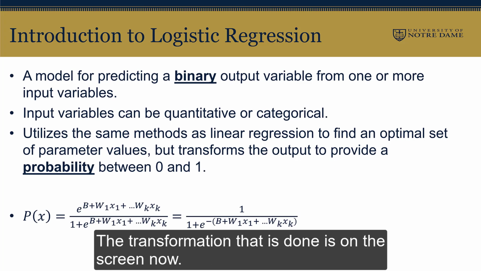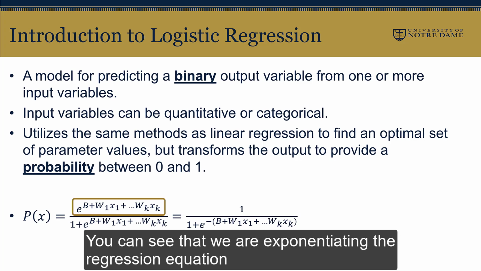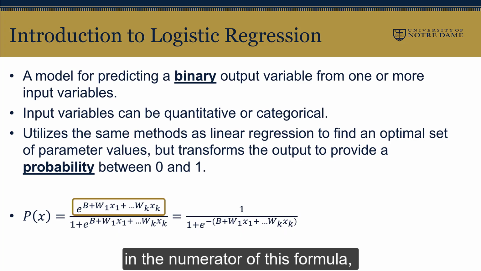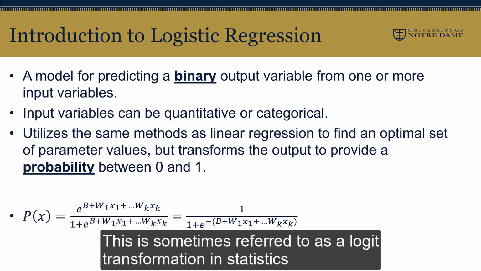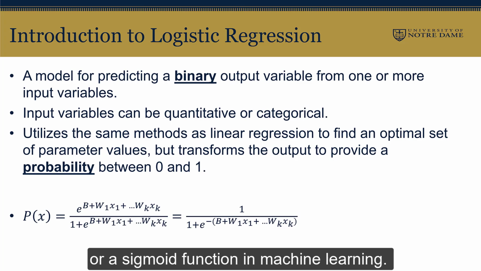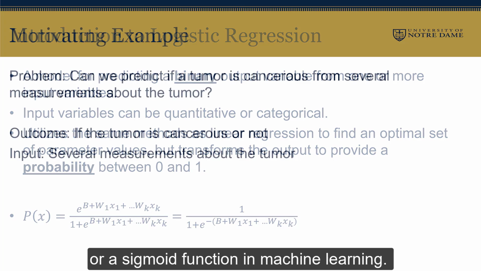The transformation that is done is on the screen. You can see that we're exponentiating the regression equation in the numerator of this formula and then dividing it by 1 plus the exponentiation of the regression equation. This is sometimes referred to as a logit transformation in statistics or a sigmoid function in mathematics and machine learning.